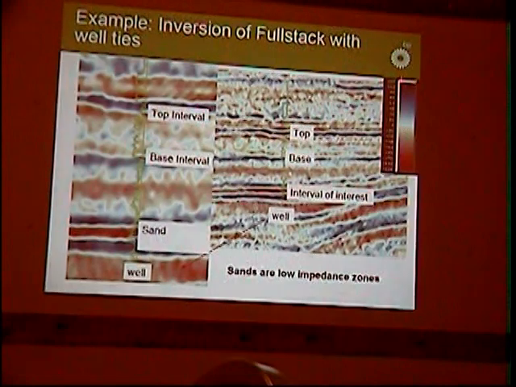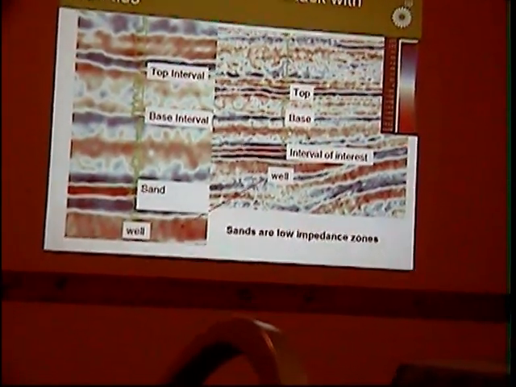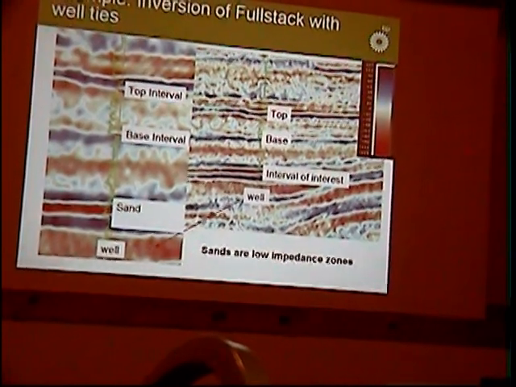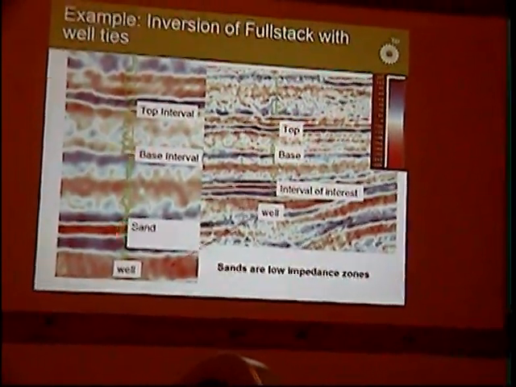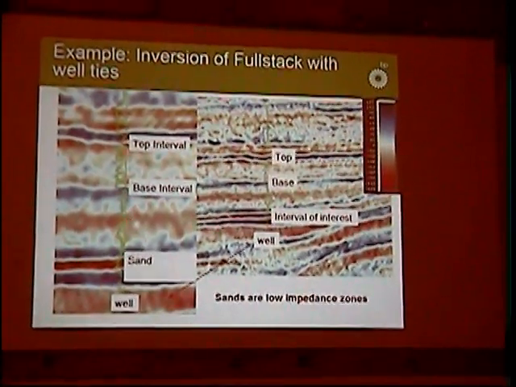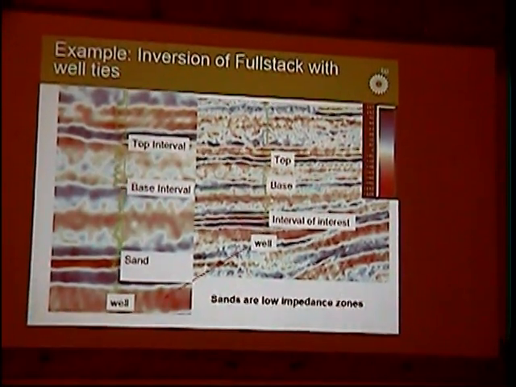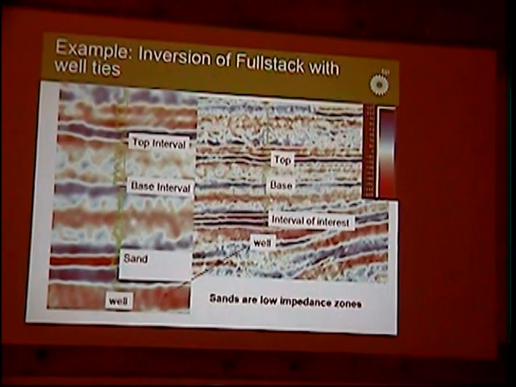If you look at the color bar on here, the reds will be your low impedance zones. If I just focus on this sand here, the position of the well is shown, and I've put the gamma ray log on here.